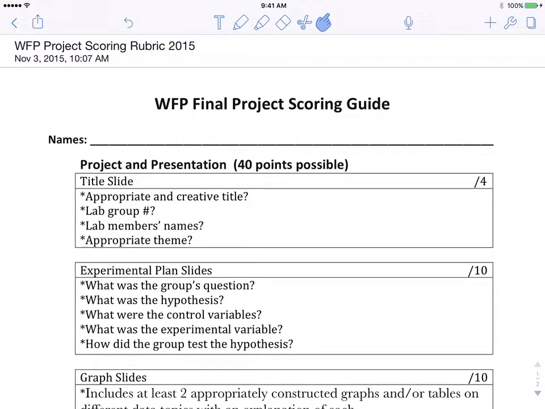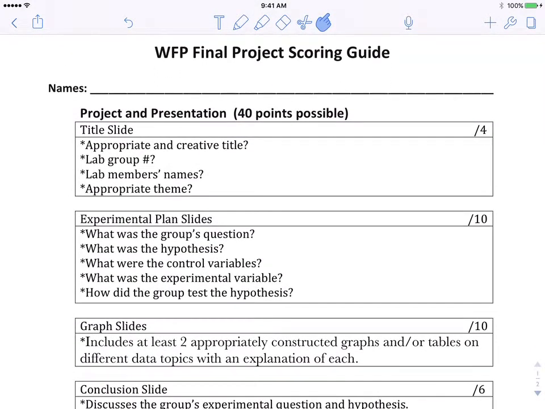Okay, let's talk about the WFP Final Project Scoring Guide. This is the document that'll be used to score your final project. I just want to go through here quickly and make sure the items on here are clear, and make sure that you know that you can use this as a checklist of sorts to make sure you have what you need for your project.